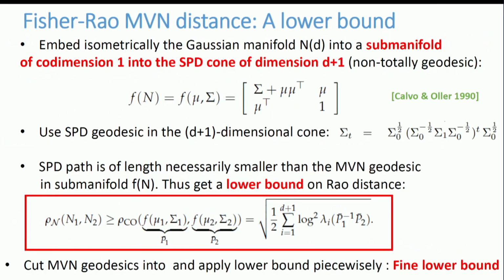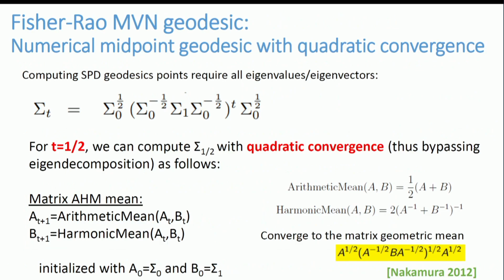So what we are going to do is simply apply the formulae for the positive definite matrices in dimension D plus 1, and because it is not totally geodesic, I know that this is going to give a lower bound, this time a lower bound. And this is what Calvo and Oller did in 1990, and we end up with this lower bound here. And by cutting it on my closed-form solution for the Rao geodesic, I can get a very fine approximation.